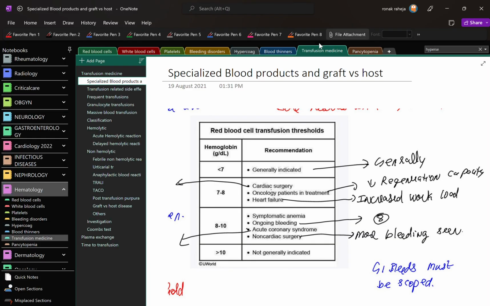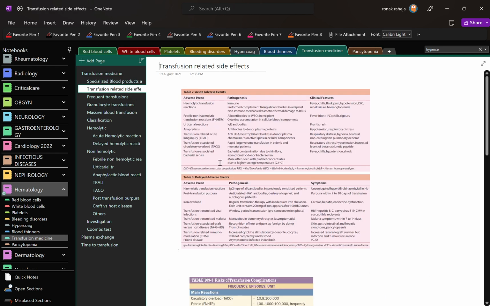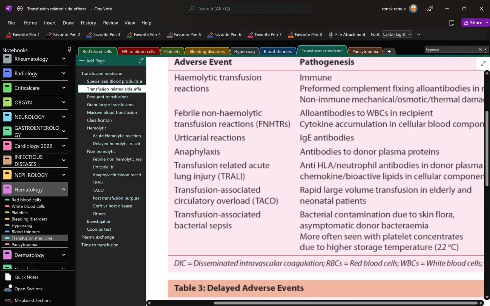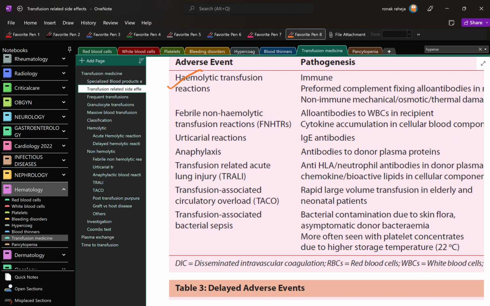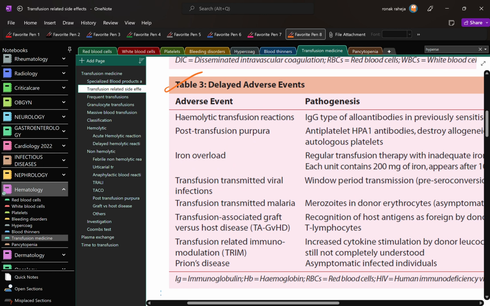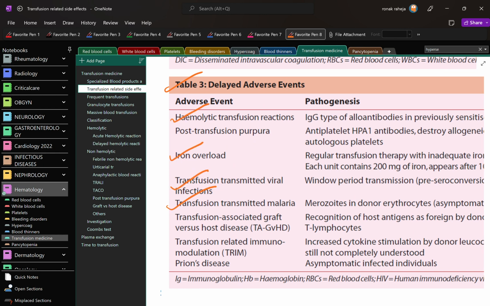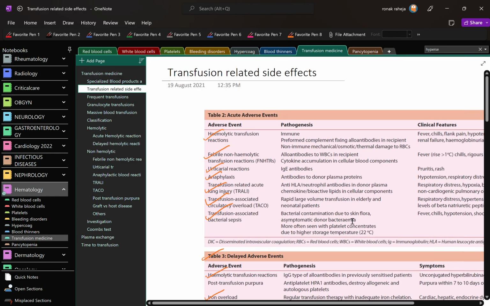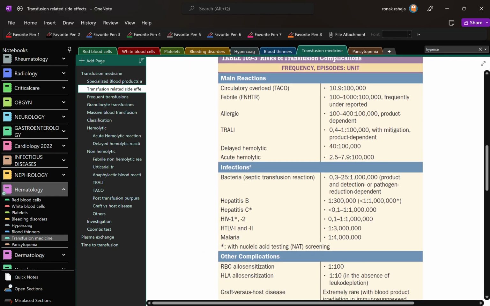And over here you have transfusion related side effects. Just a quick recap. You have hemolytic transfusion reactions, febrile non-hemolytic transfusion reactions, urticarial reactions, anaphylaxis, TRALI and TACO, and transfusion associated sepsis. And then you can have delayed reactions like hemolytic reactions, iron overload, viral infections like CMV, malaria, transfusion associated graft versus host, and prion disease. So those are the transfusion reactions.